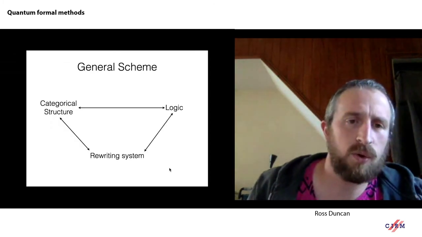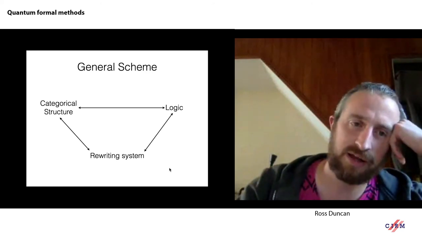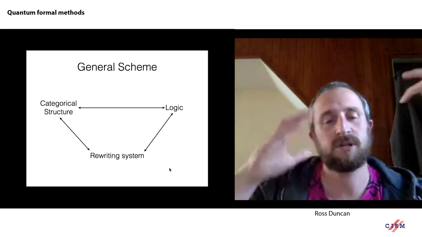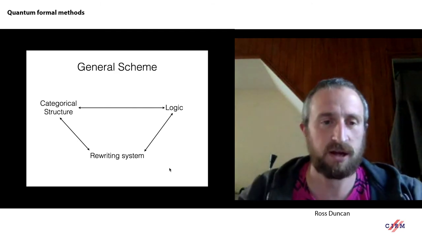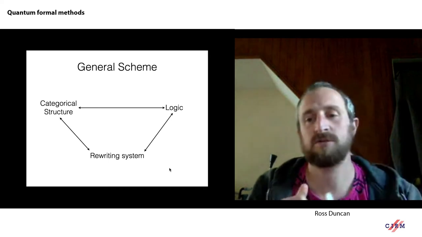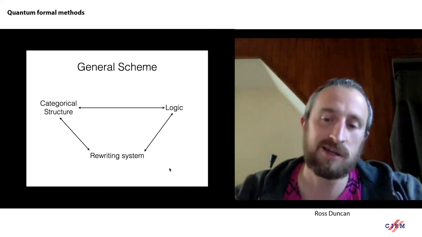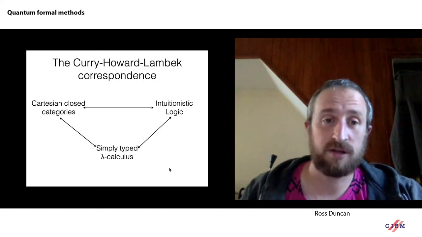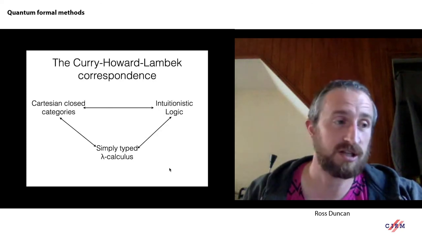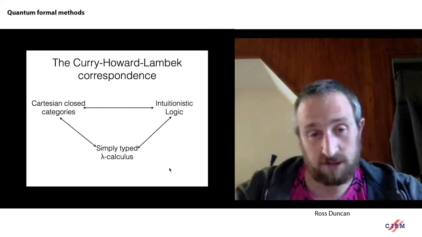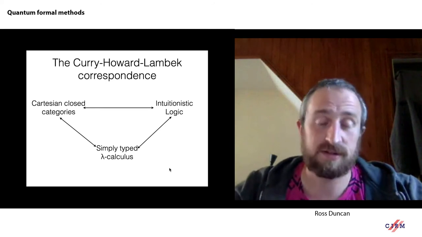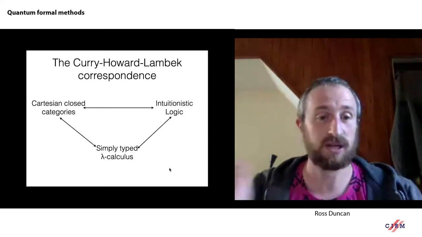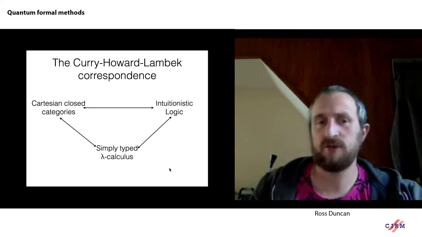So what we'd really quite like to do is to set up a nice triangle like this. This is what I would call the Curry-Howard-Lambek correspondence. The idea here is I've got some logic which corresponds to some reasoning system that I have. I have a rewriting system which captures some notion of computation in my world. And I have some categorical structure which gives me a denotational semantics. The most classic example of this is if I take intuitionistic logic and the simply typed lambda calculus, that's the Curry-Howard correspondence, and they're equivalent as mathematical objects, and the corresponding categorical structure giving the denotational semantics is the Cartesian closed categories. So what should we have in the quantum version?